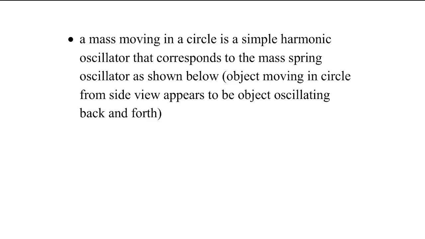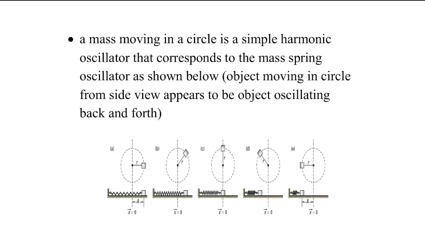We can also look at a mass moving in a circle as a simple harmonic oscillator, because really, if you think about it, okay, it's difficult to describe this. If you really want to visualize this, you need to go to Crash Course and look at their video on simple harmonic motion. It has just the most beautiful animation of this happening. But anyways, think of a thing moving in a circle. So here I've got a mass, and it's moving around in this circle, going around and around and around.